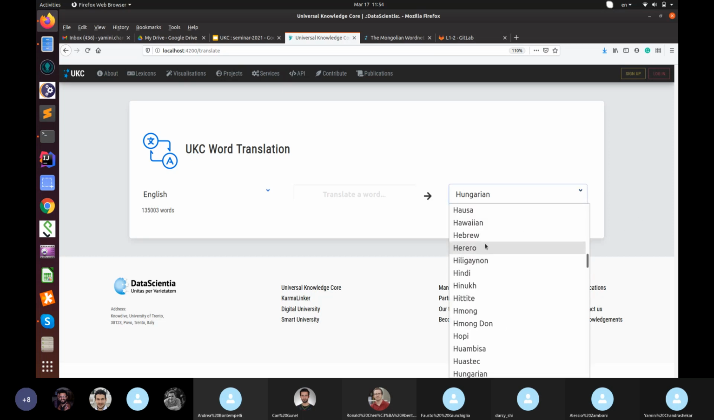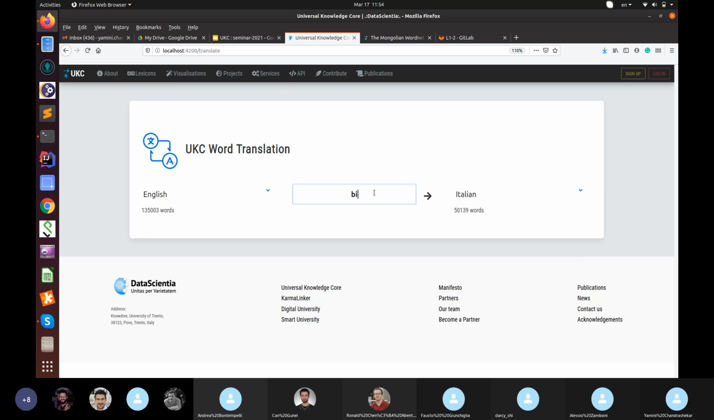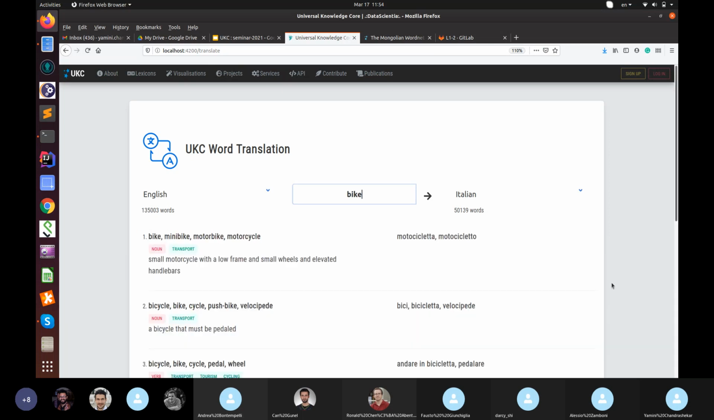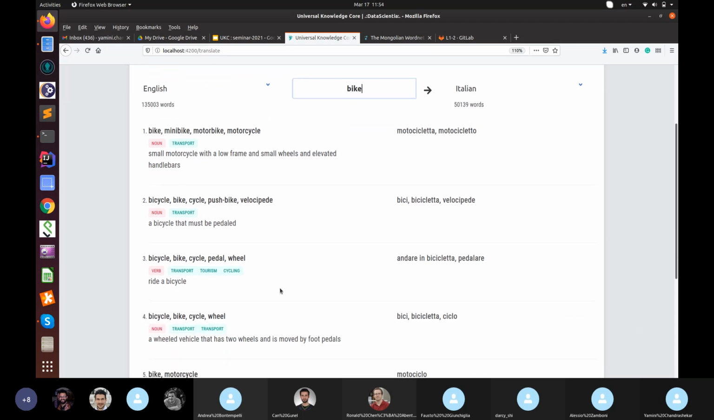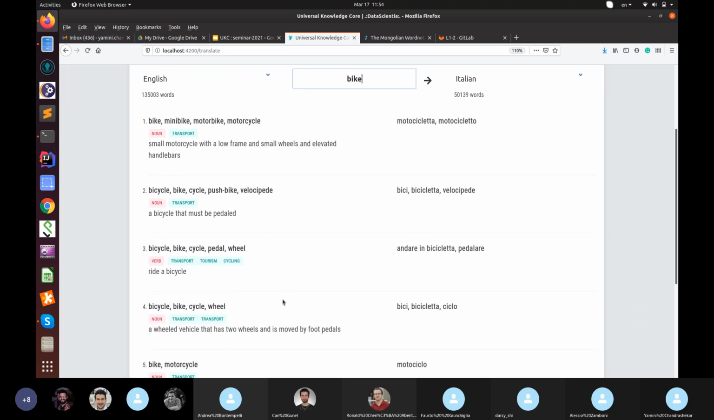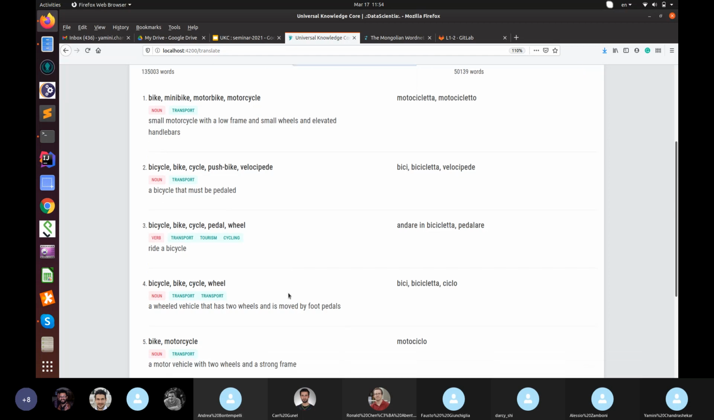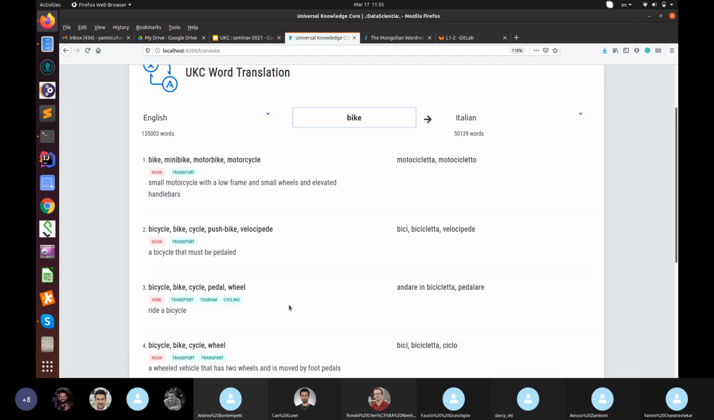So here we can begin with Italian, for instance. So here, when we type in the word from the source language, in this case it is English, and the word is bike, we get the translations in Italian. So here we would get the different senses that are present, which are connected to their corresponding concept and the part of speech they belong to, providing us the description and so on.